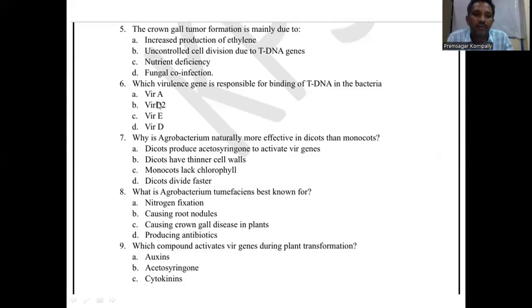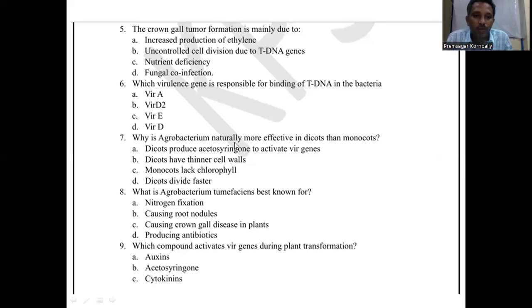Which virulence gene is responsible for binding of tDNA in the bacteria? VirA, VirD2, VirE, and VirD. Here, VirE binds to the tDNA. The tDNA is formed as single-stranded DNA after single-strand breaks in the Ti plasmid, and VirE binds to the tDNA.